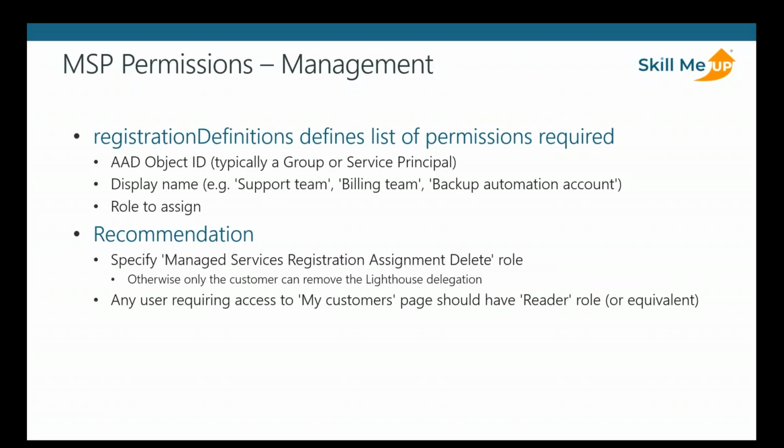So you may need quite a few different permissions here for different automation accounts, different groups, different teams, and so on. As we've already said, always include the managed services registration assignment delete role, because otherwise you won't be able to get rid of the customer. So that's important to remove the delegation. And also there's a page in the portal for the MSPs called the My Customers page, and we'll look at that. To use that page, you need the reader role. But generally speaking, you're going to need something with equivalent permissions to reader anyway. If you can't read, you can't do much. So those are the permissions that you should include in your delegation.